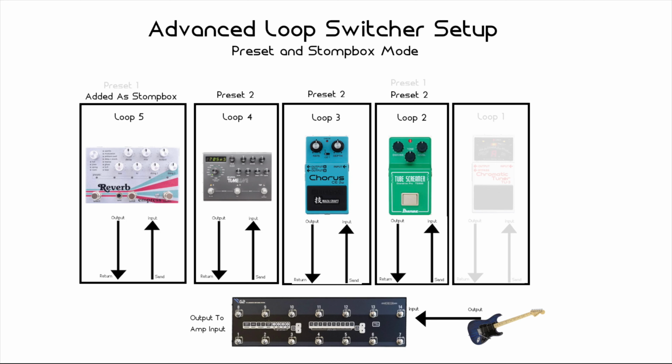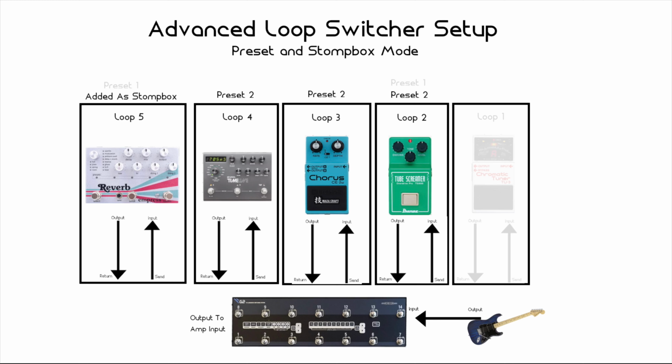Some switchers allow you to combine preset mode and stomp box mode. On the G2 switcher, for example, you can have the bottom row of switches as presets and the top row as stomp boxes. This means you can add effects that aren't in your preset on top of the preset loops. You can see in this example, we have our preset 2 activated, which contains loops 2, 3 and 4. Let's call this our verse preset.